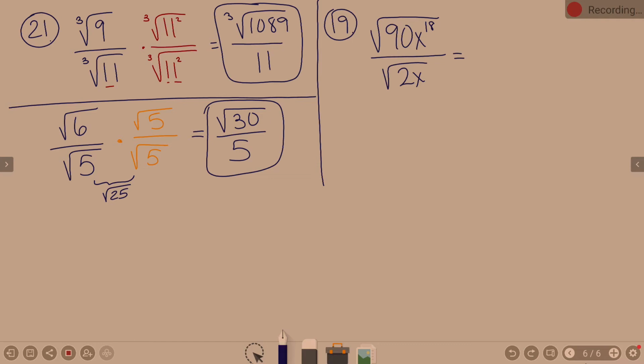Square root of 90 divided by square root of 2 is going to be square root of 45. And while you're at it, what about square root of x to the 18th divided by square root of x? How do I do x to the 18th divided by x? X to the 17th. If the bases are the same, so they're both x's, you keep the base of x and you subtract the exponent. So 18 minus 1, making this x to the 17th. So if you can divide, I highly recommend you divide there.